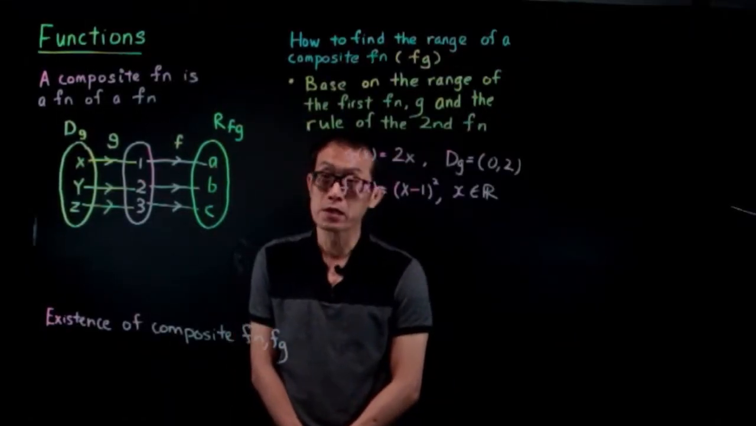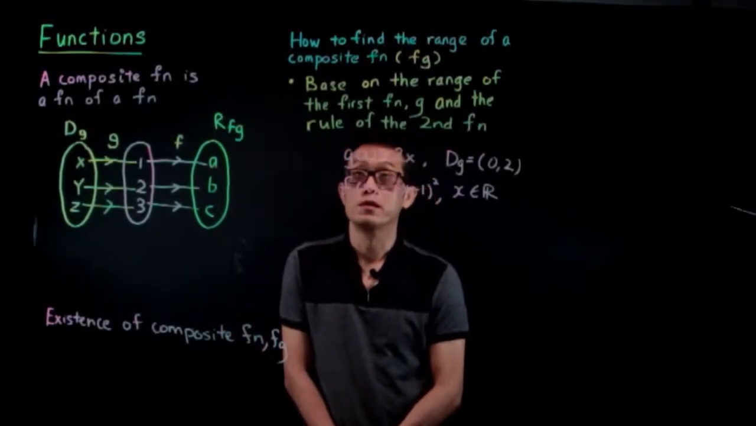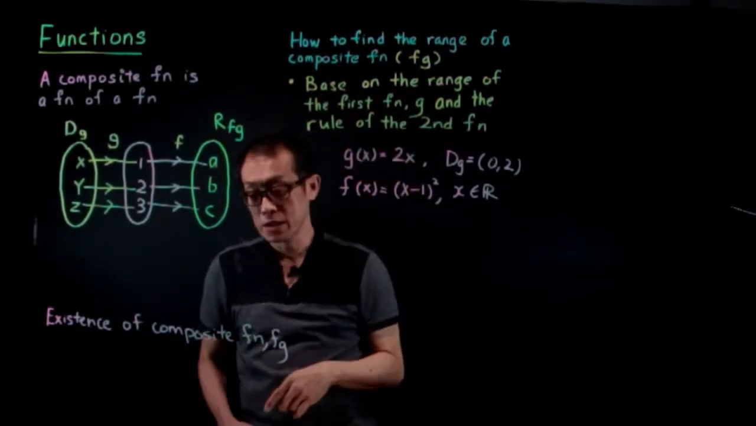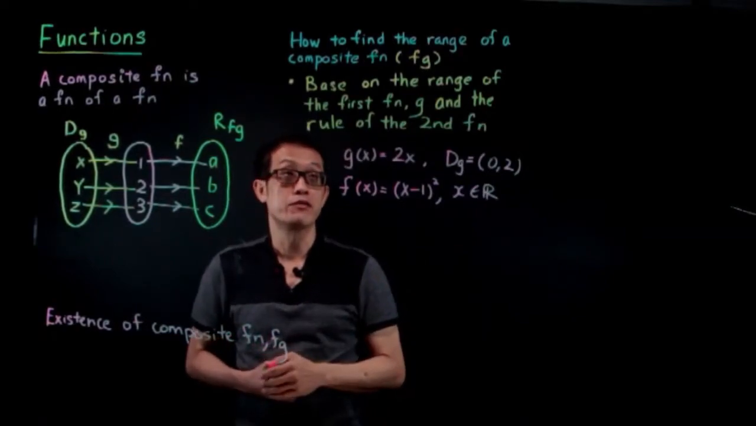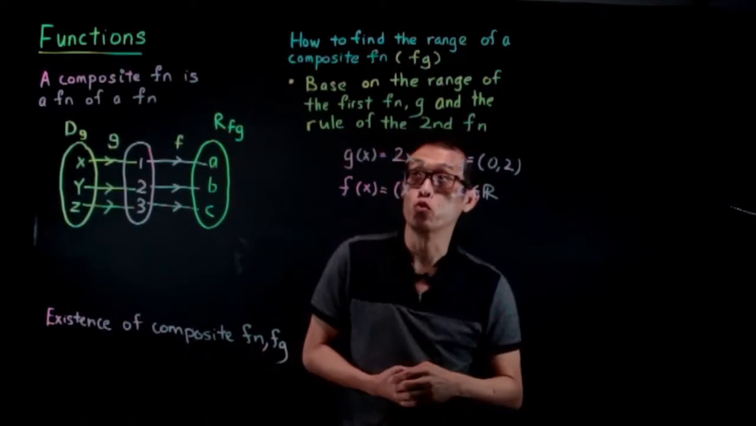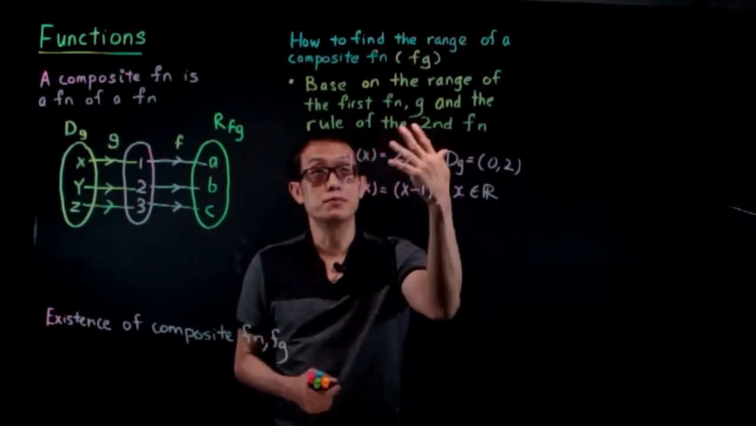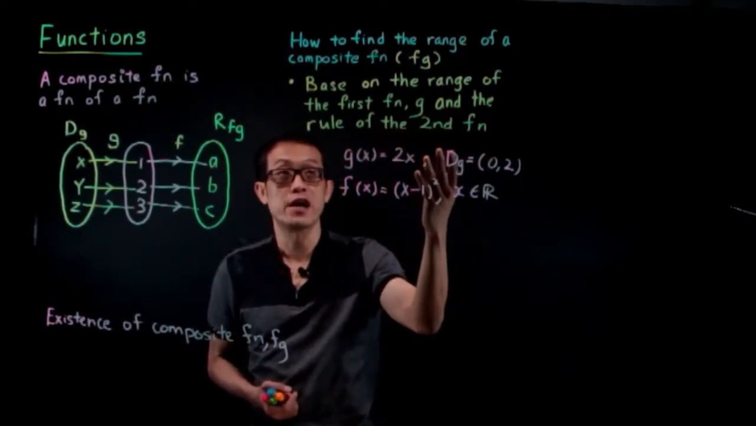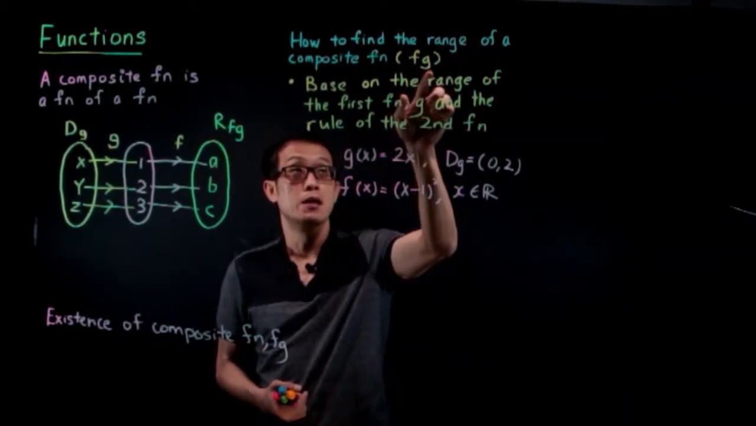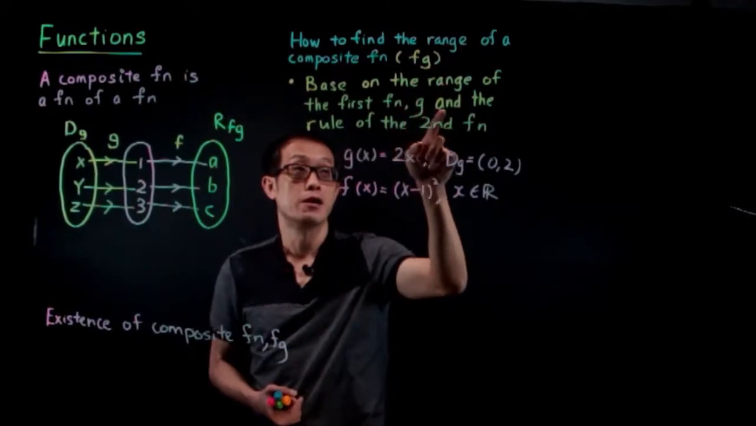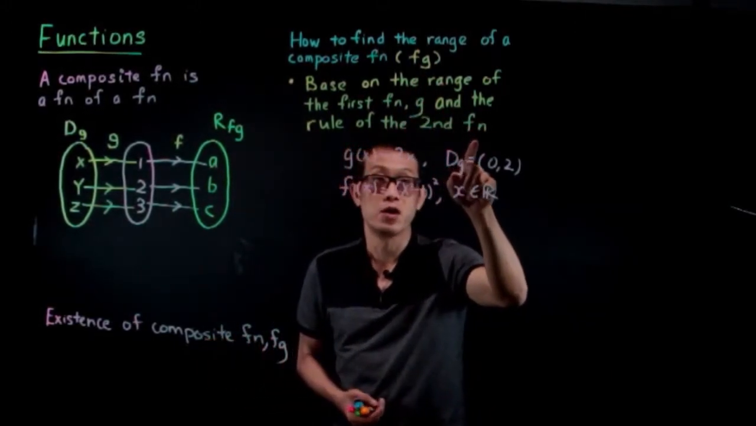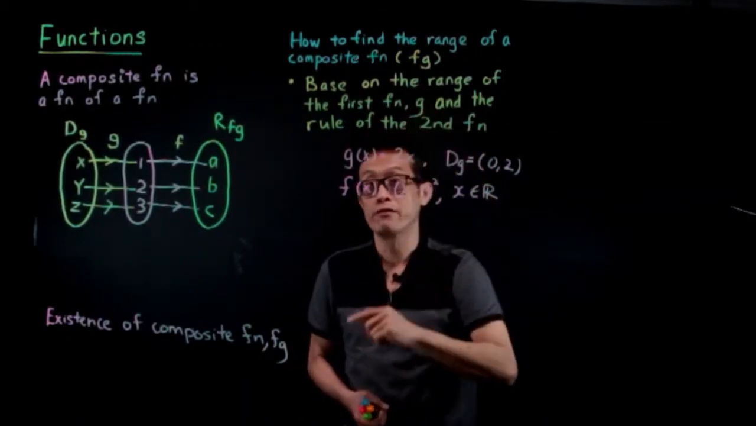Now we have come to method 2. Just now we have done method 1 as to how to find the range of a composite function. I will now explain method 2. Method 2 is based on the range of the first function, in this case g, because we are still using the example, and the rule of the second function, that is your f.